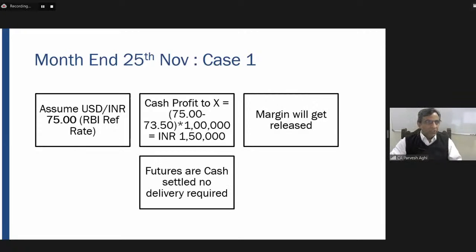So margin will get released. Futures are cash settled, no delivery required. So he will purely get 1,20,000 and he will get his margin.